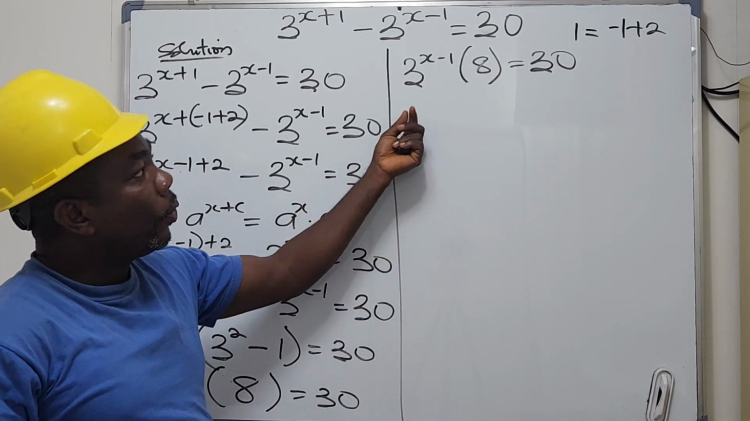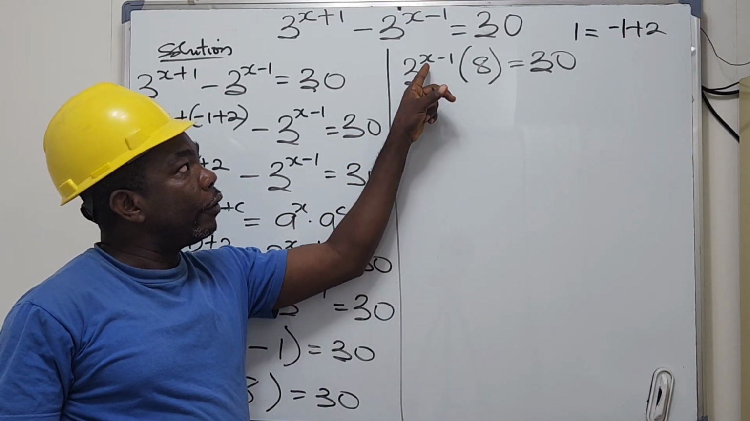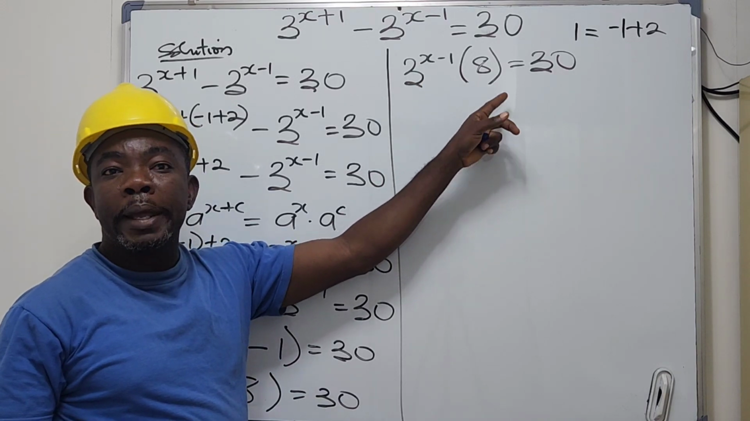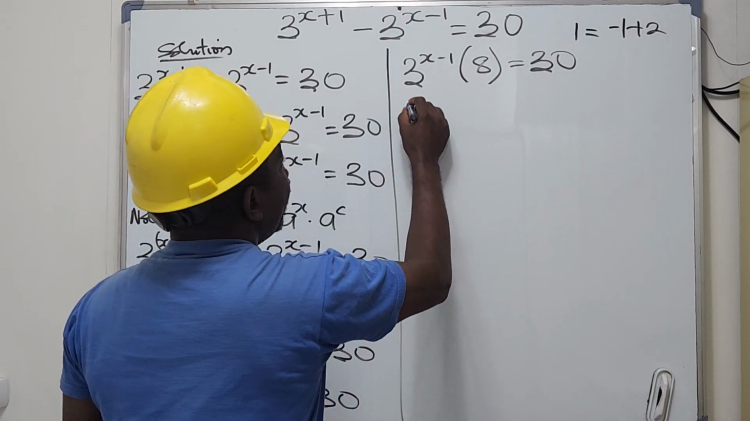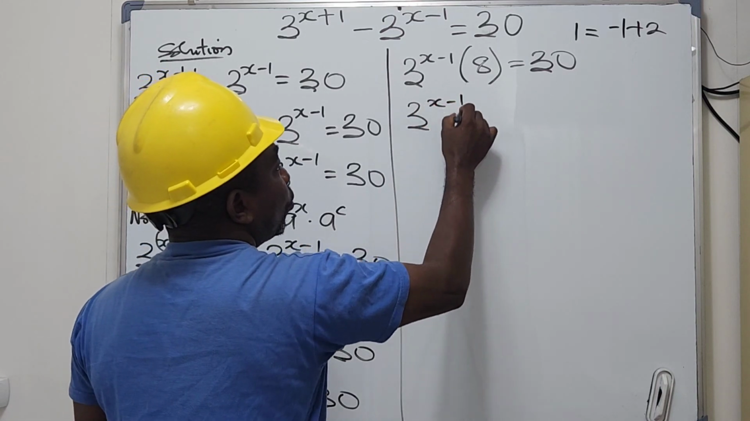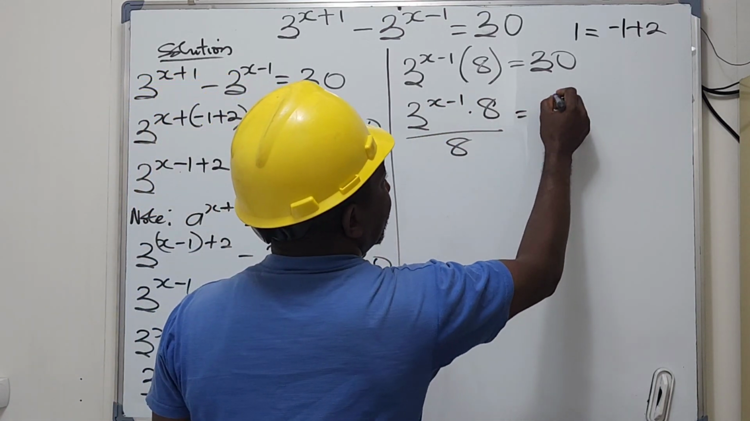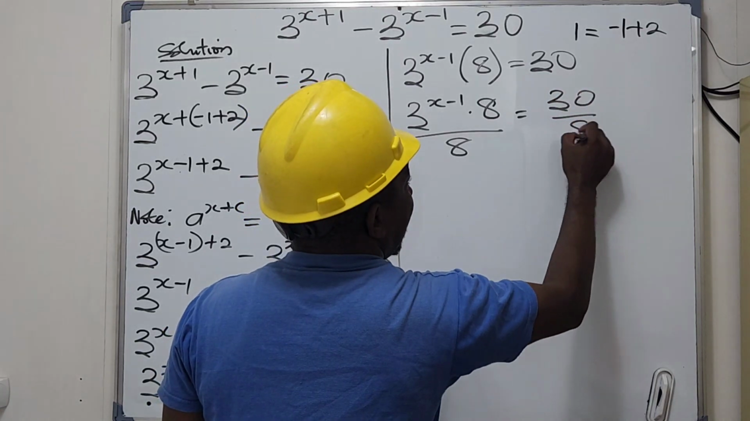So here, we can see that for us to find the value of x, what we are going to do is divide both sides by 8. So this will become 3 to the power of x minus 1 times 8 divided by 8 equals 30 divided by 8.